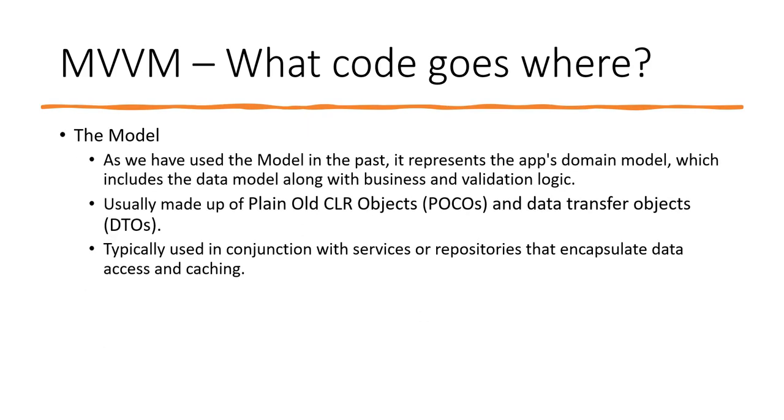Okay. Now, finally, we get to the actual model itself, right? So we've used models in the past. This one changes the least in this new design pattern from what we've been doing in the past. It's quite often, as I say here, plain old CLR objects or POCOs. We might have data transfer objects. That's also part of the model, okay? Basically, as I say, it represents the application's domain model. That includes the data model along with any business and validation logic, right? That's all part of the model.